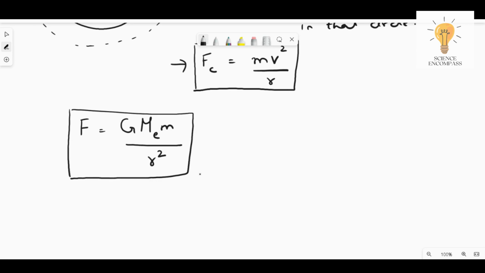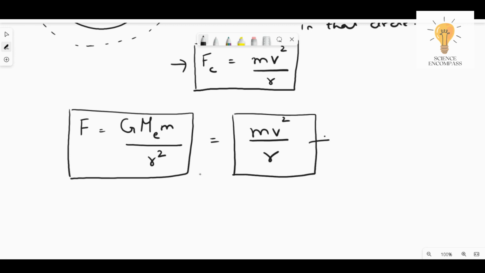As the gravitational force provides the required centripetal force, okay, then by clubbing these two, one is the centripetal force over here, and this one is the gravitational force over this side. So as the gravitational force provides the required centripetal force, we can combine these two.